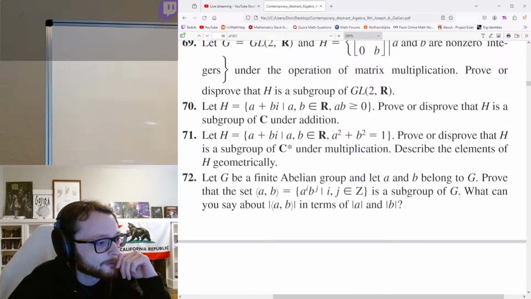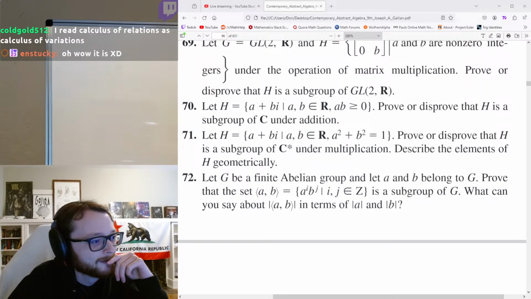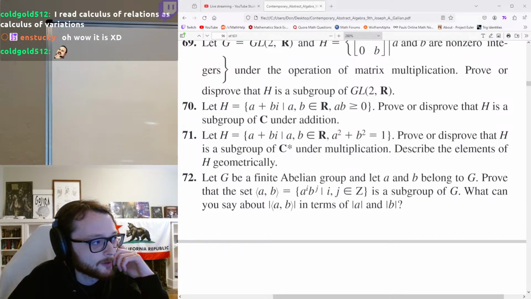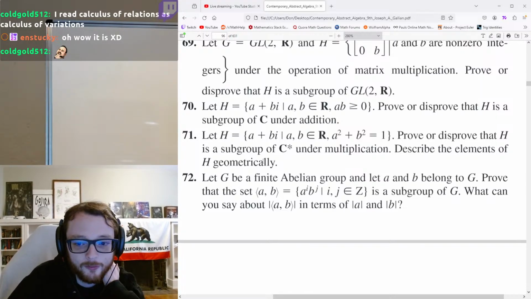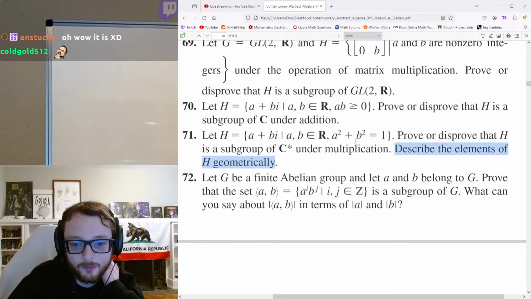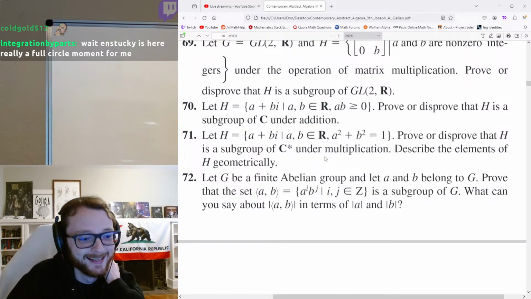I'm supposed to do 71, right? Let me see what Penn Center said. Yeah, actually, I don't know what calculus of relations is. I've heard of calculus of variations. I don't know what it is, but at least I've heard of it. Calculus of relations. I don't know. Okay, 71 is on the list. So yeah, I said this would be the unit circle. Ian Stuckey's here, really a full circle moment for you.